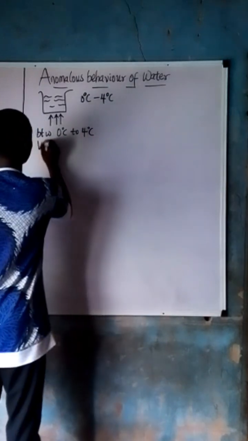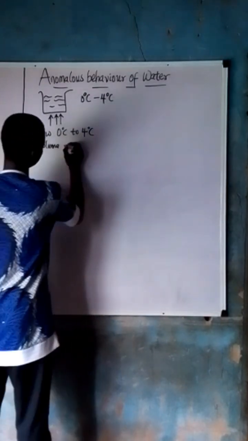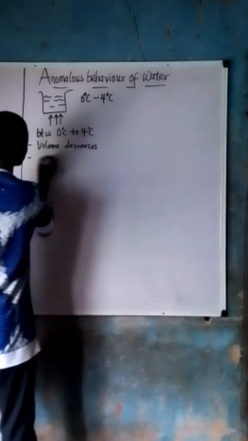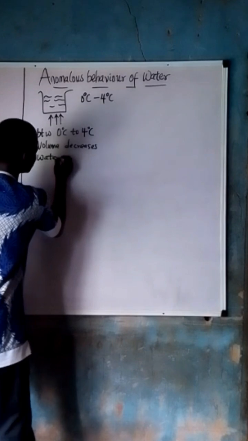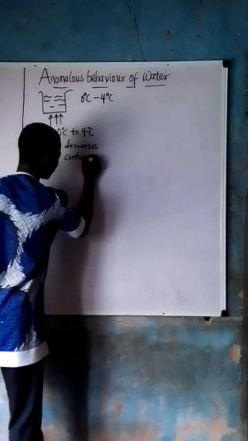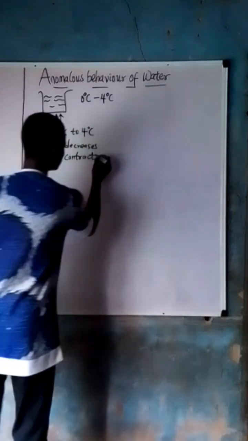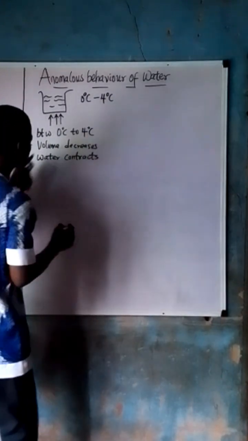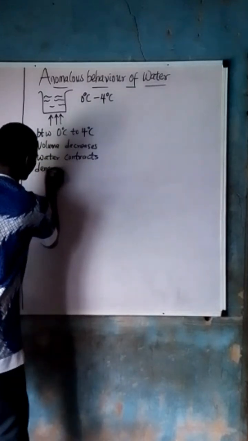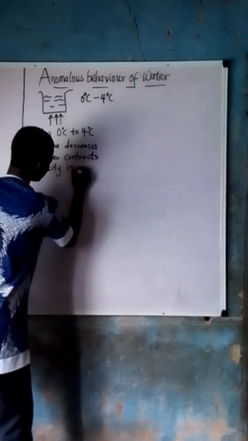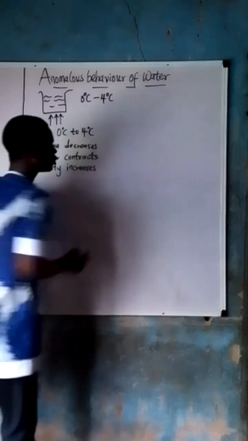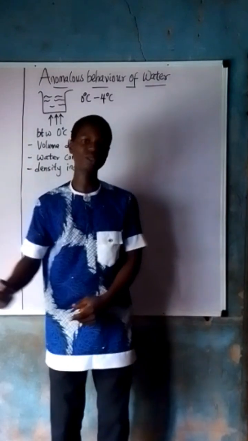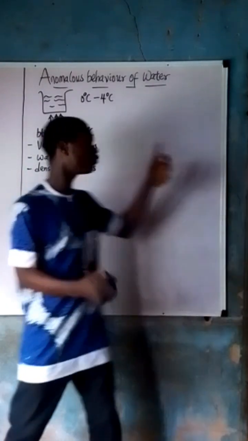1. The volume of water decreases between this temperature. Okay? Now also, water tends to contract between this temperature. Normally, water should expand as heat is being applied. But between this temperature, water contracts. Now, what next happens? Between this temperature, density of water will increase. Okay? These are the main set of things that happen between 0 and 4 degrees Celsius for water.